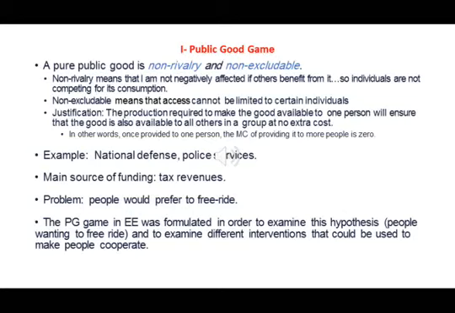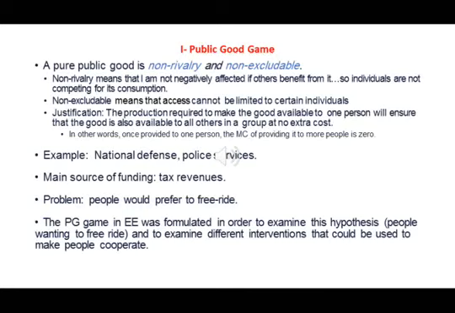So what is the main source of funding for pure public goods? Of course, pure public goods, as we agreed, will be provided by the government. They are never provided by the private sector. So the main source of funding for them is tax revenues. They are financed from the government budget through the use of tax revenues.